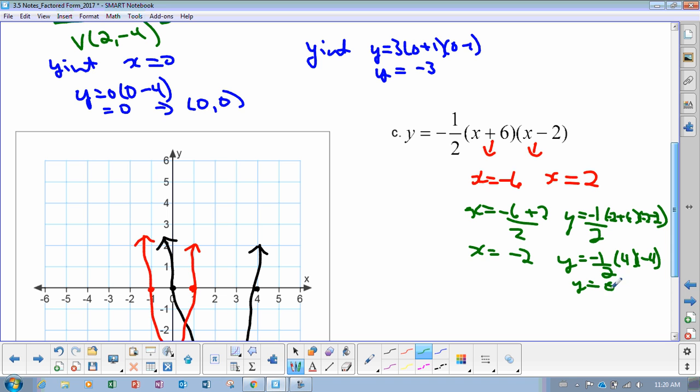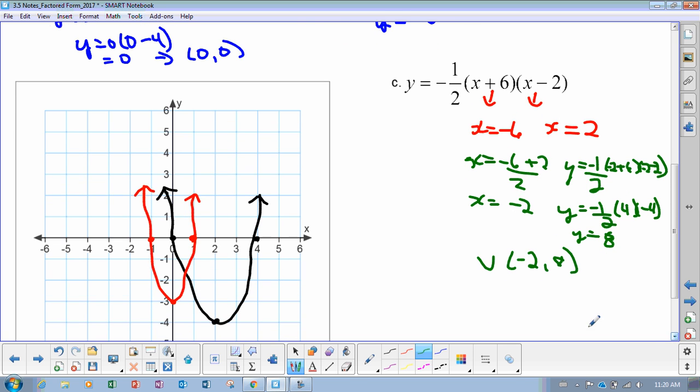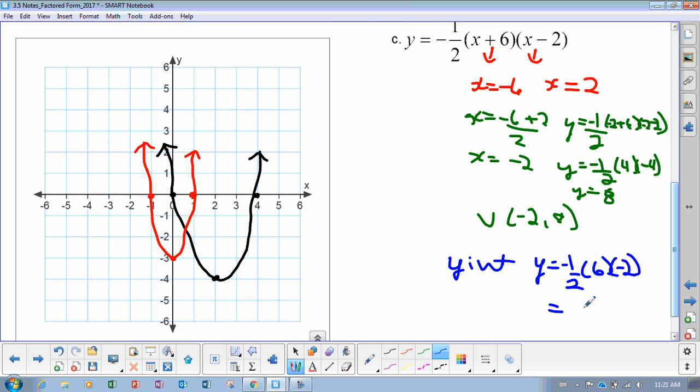It's going to be an 8. So that means the vertex is at negative 2 and 8. And our last thing we need to find is our y-intercept. So we will have y equals negative half, 0 plus 6 is just 6, 0 minus 2 is negative 2. So we have negative half of negative 12 is going to be positive 6.